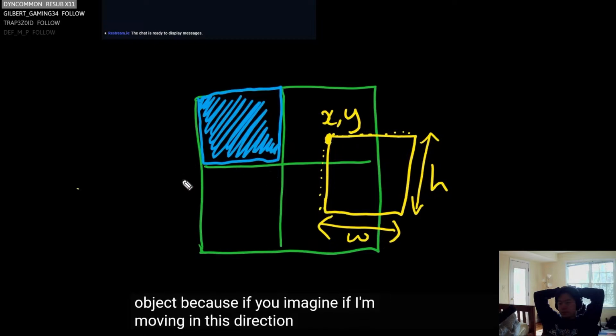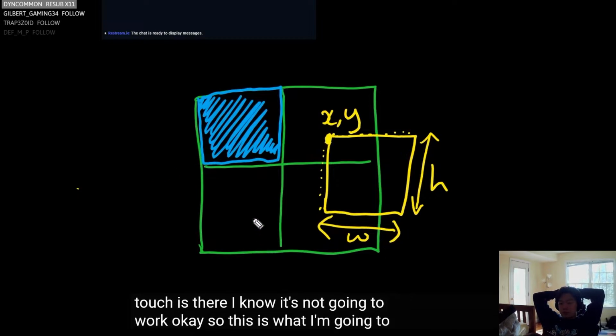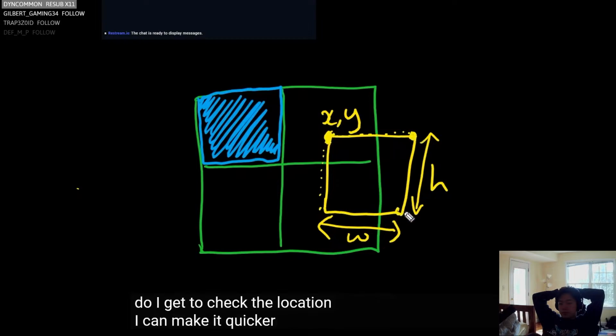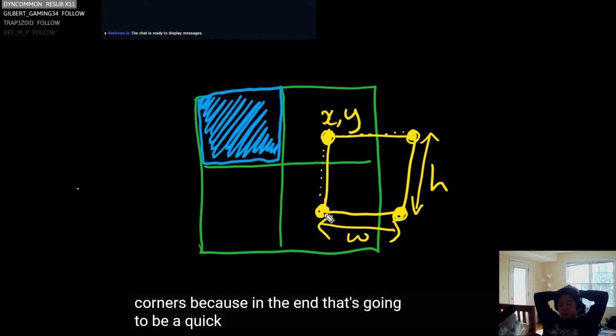Because if you imagine I'm moving in this direction, the x and the y are here. There's no point in just checking x and y, I need to check x and y plus the width, because if the width touches there, I know it's not going to work. So this is what I'm going to do. I'm going to check the location. I can make it quick by checking the 4 corners, which is what I'm going to do. In the end, that's going to be a quick, energy saving way of doing this.